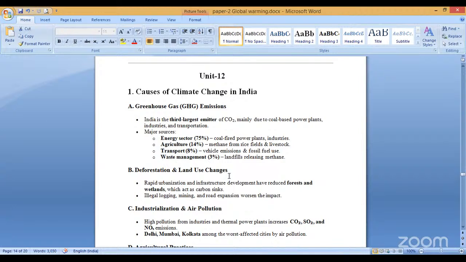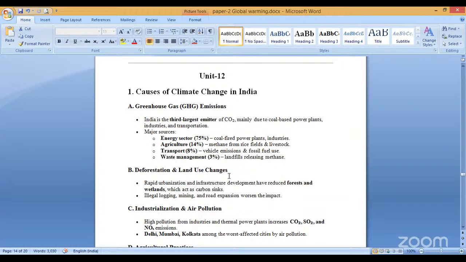Greenhouse emissions. India is the third largest emitter of carbon dioxide, mainly due to coal-based power plants, industries, and transportation. Major sources: the energy sector, coal-fired power plants, industries, agriculture, methane from rice fields and livestock, transport, vehicle emissions and fossil fuel use, and waste management, with landfills releasing methane.